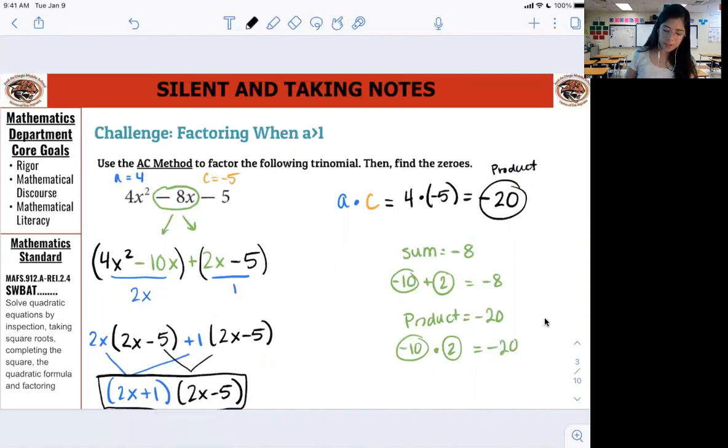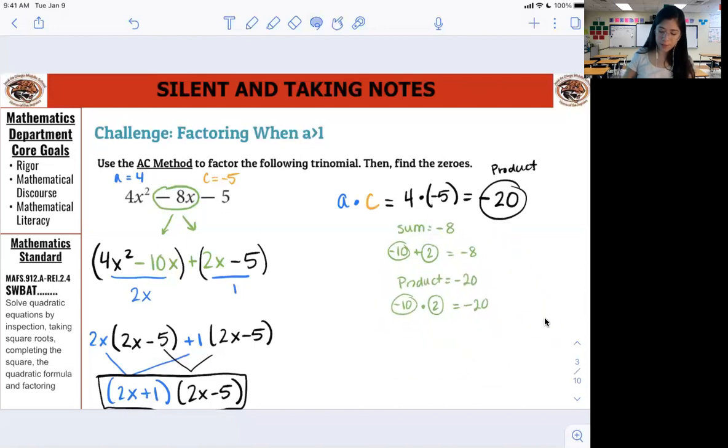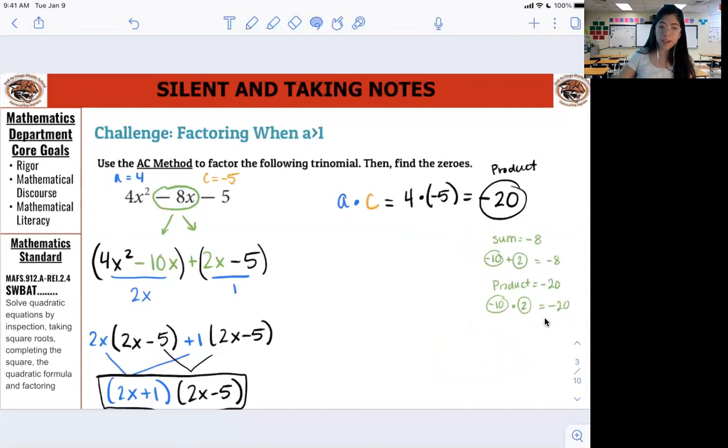Now from here, we haven't really done this with the previous problem, but now I can figure out my x-intercepts. But in this case, can I do it the short way where I just flip the sign, or do I have to do it the long way? So based on my two factors, if I want to find the x-intercepts, what do I have to do?